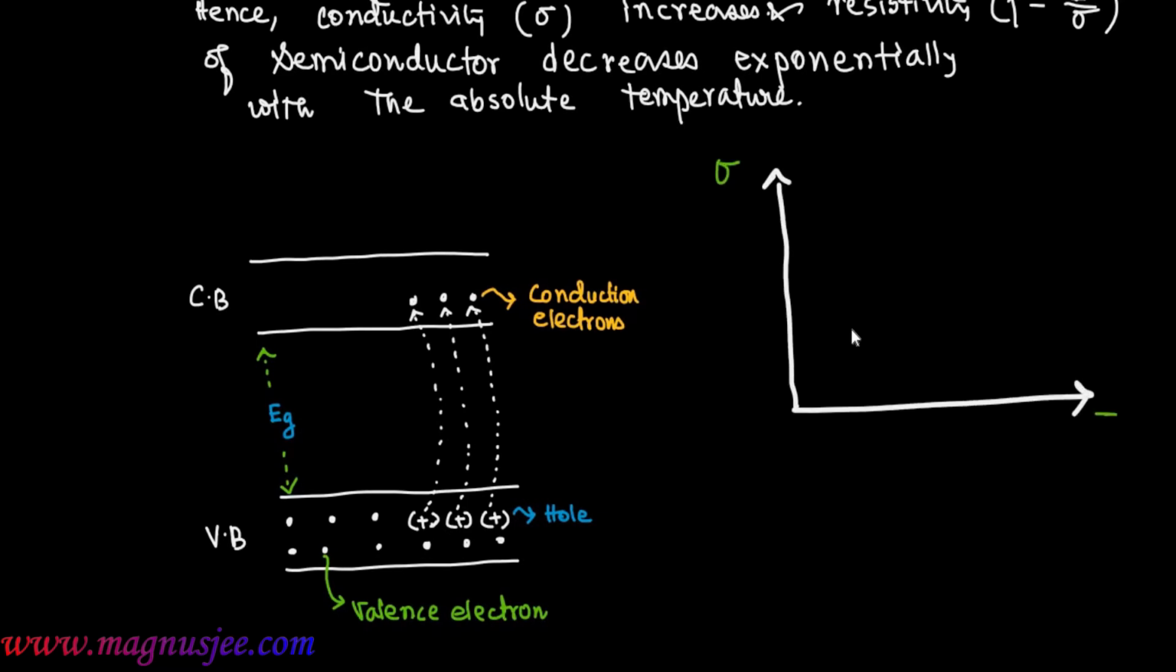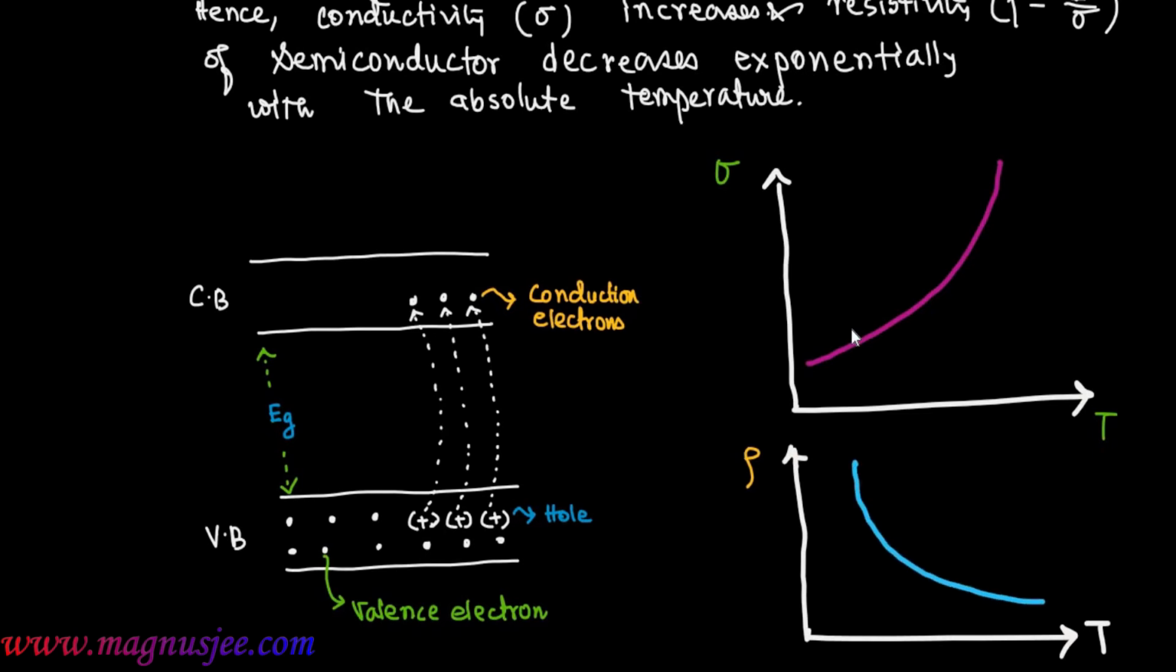We can draw the conductivity versus absolute temperature graph. Conductivity increases exponentially with its absolute temperature. If we plot resistivity rho against absolute temperature, the resistivity of the semiconductor decreases exponentially as shown in the figure. And at low temperature there should be a separation between the resistivity axis and the graph.